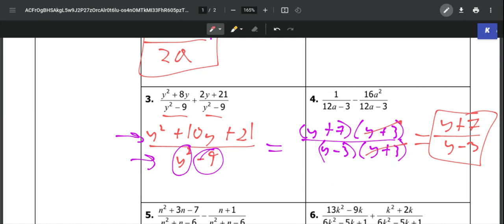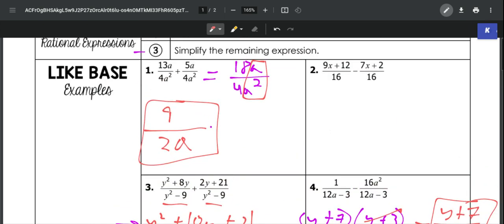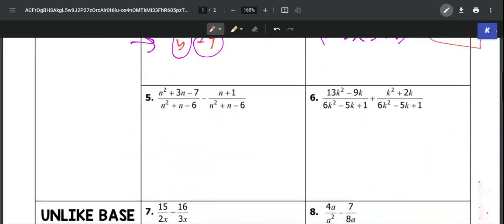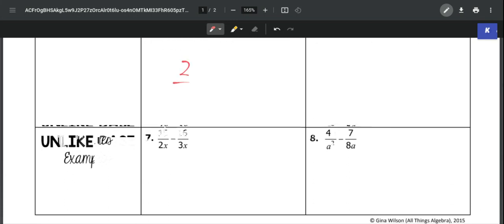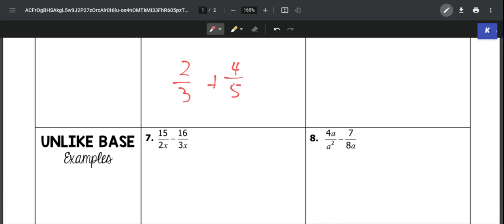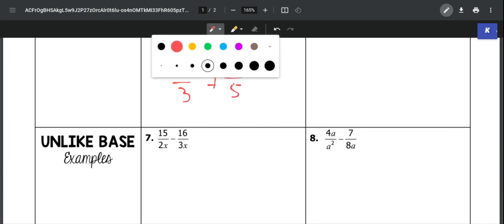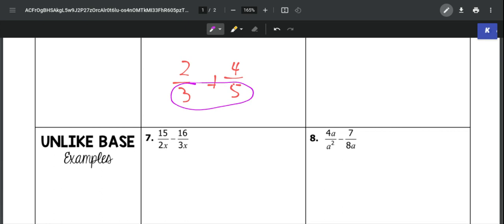All right, so that's when we have a like base, or we already have the denominator as the same thing. Now we're going to look at when they're not the same. And this is no different than when you have a fraction like 2 over 3 plus 4 over 5. Whenever we have this setup, we've got to go and create a common denominator. That's the same thing you're going to do for these problems.